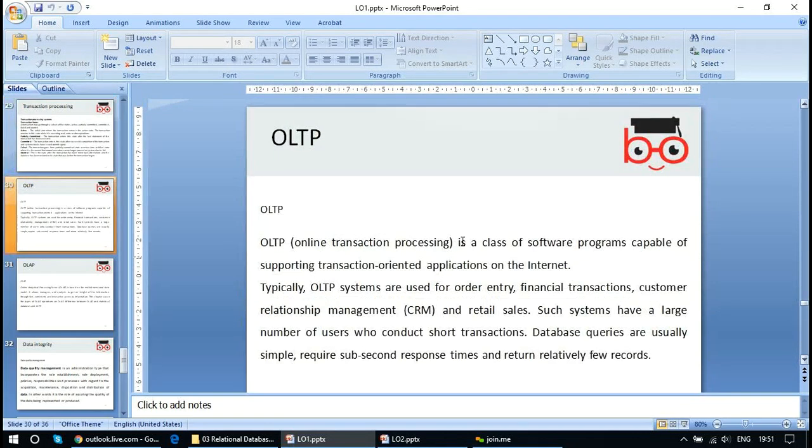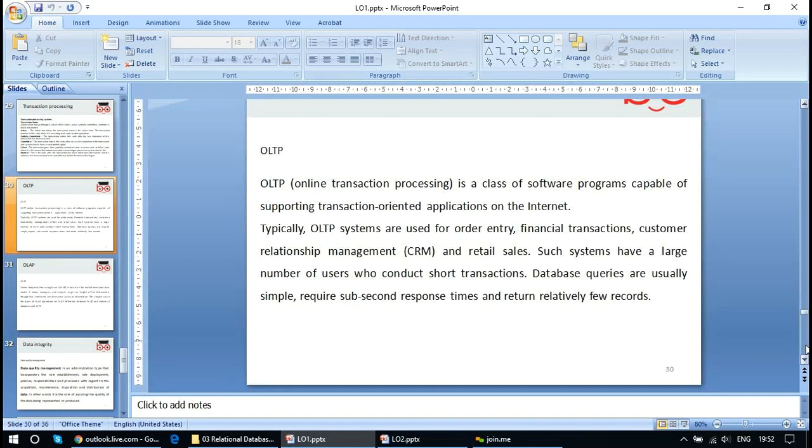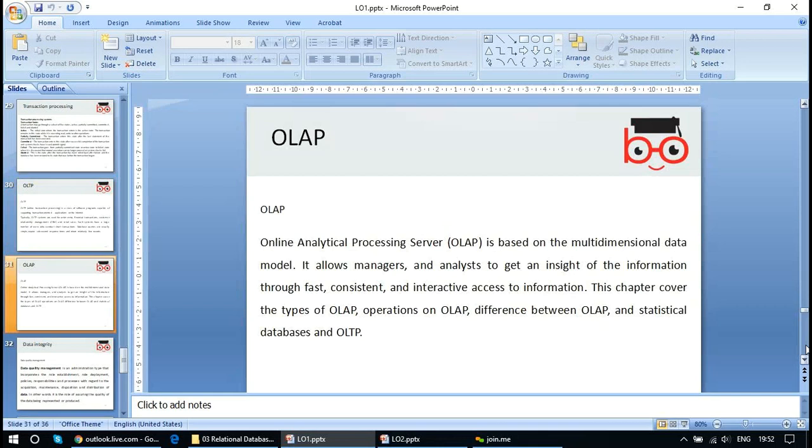There's another area which is OLTP, Online Transaction Processing, a class of software programs capable of supporting transaction-oriented applications on the internet. So this is basically the kind of protocol used in such applications. So certain OLAP, multimedia type of models. I'm giving them a name of protocol. Some of the applications work according to a kind of protocol. It's about OLAP kind of thing.